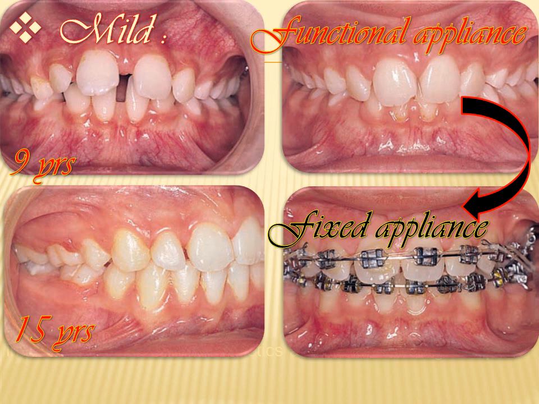The first is the twin block appliance and the monoblock appliance, in addition to the bite jumper appliance and other appliances. Most of these appliances are uncomfortable and complex, so they need a more cooperative and compliant patient. To be effective, these appliances should be indicated for a patient with a mild to moderate skeletal discrepancy in the sagittal plane due to mandibular retrusion rather than maxillary protrusion.